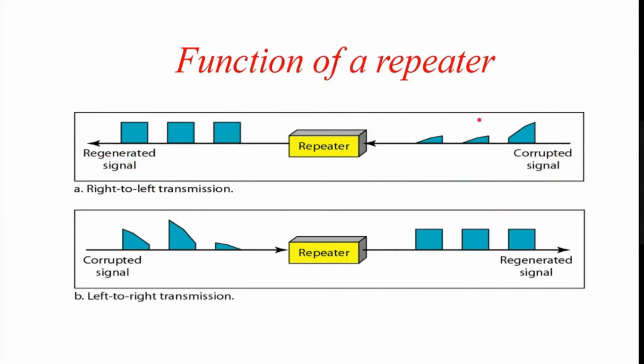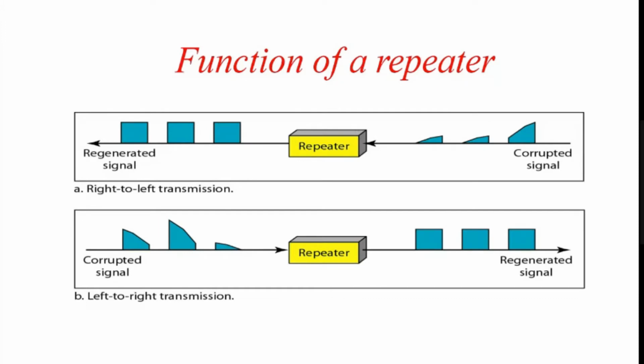Then what happens in the left to right transmission? It's the same job. The corrupted or weak signal is regenerated with the equal pattern. That is the normal pattern of the repeaters. That is the main thing. When the corrupted signal enters the repeater, it is automatically regenerated. Why do we need regeneration? To avoid the loss of data. So this is the function of the repeater.